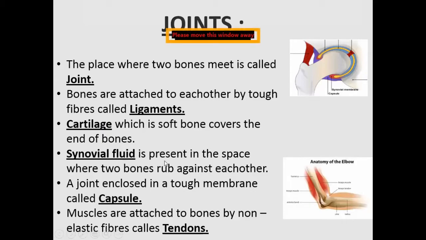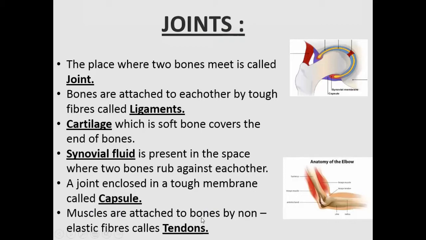Synovial fluid is present in the space where two bones rub against each other. What is the function of synovial fluid? It acts where two bones are rubbing against each other. It is present in the space where two bones rub each other. A joint is enclosed in a tough membrane called a capsule, which gives protection.